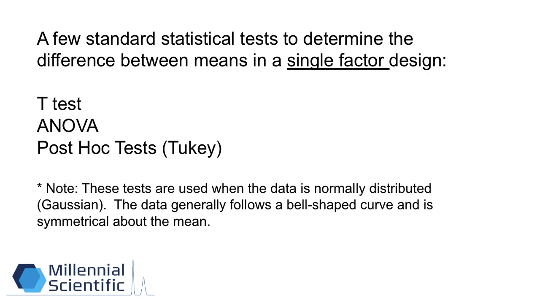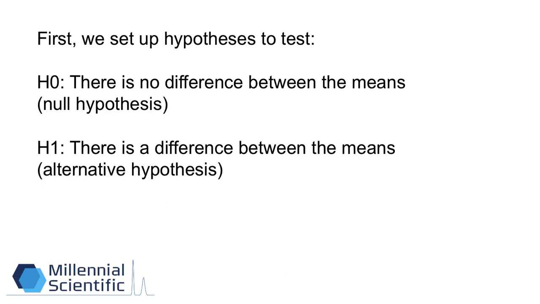These tests are used when the data is normally distributed or follows a Gaussian curve. The data generally is bell-shaped and symmetrical about the mean. To use these tests, first we set up hypotheses. The null hypothesis, H0, states there is no difference between the means in these two sets. The alternative hypothesis, H1, states there is a difference between the means.